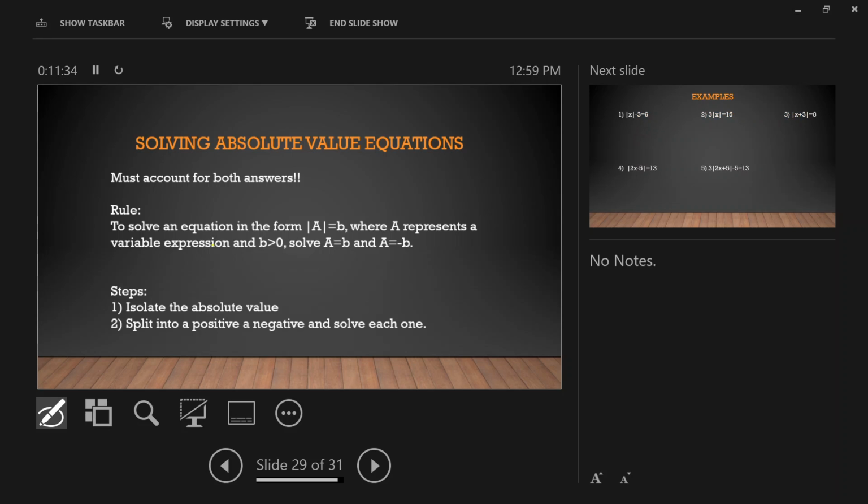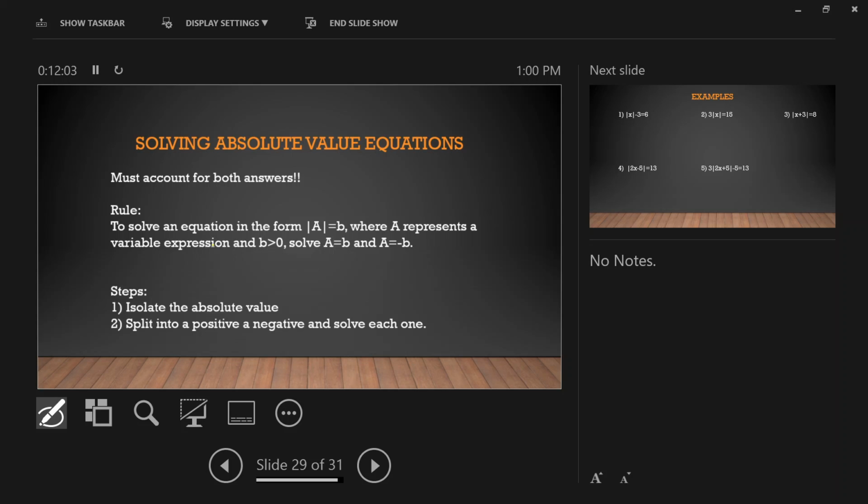Solving absolute value equations. Okay? We have to account for both answers. We have to account for the negative being turned positive. We have to account for the positive staying positive. So to solve an equation, here's what I'm going to tell you on this. I would write this for sure and write this for sure. If you want to put the official rule down, that's fine. But make sure you put this and this. Okay, so you must account for both answers as an absolute value.